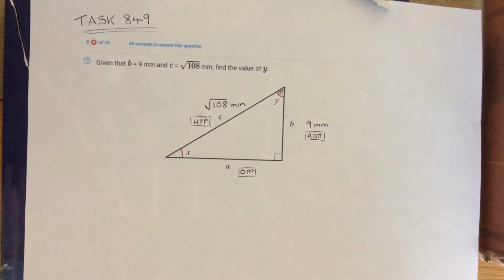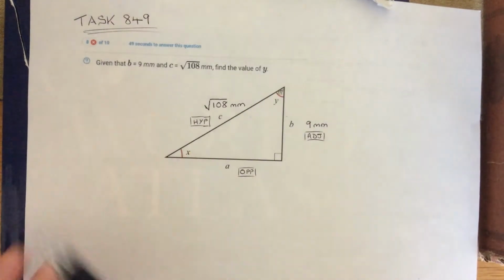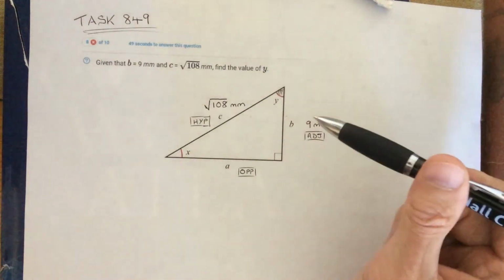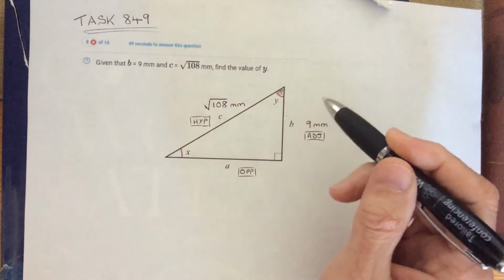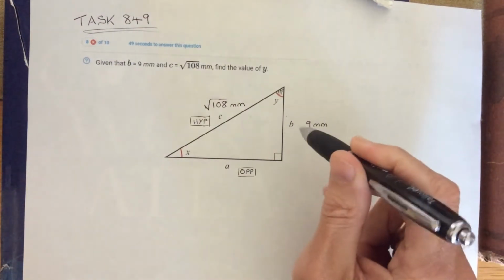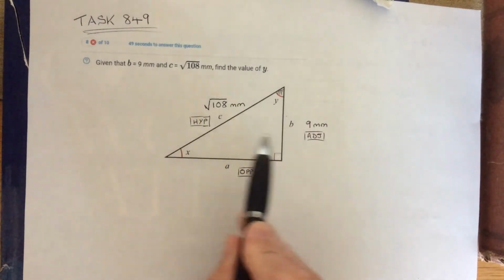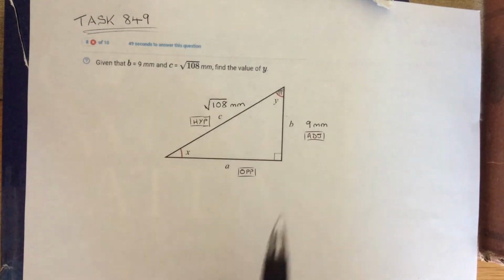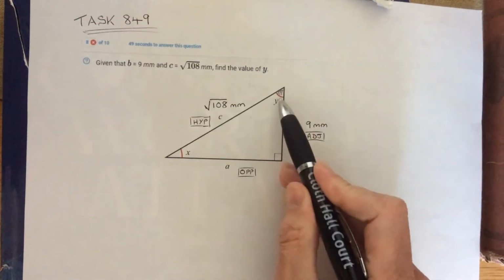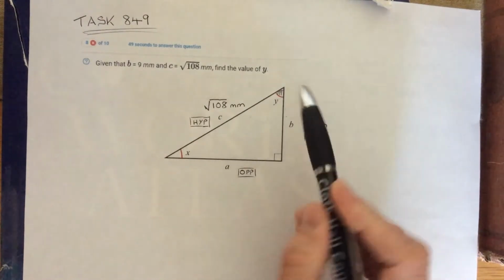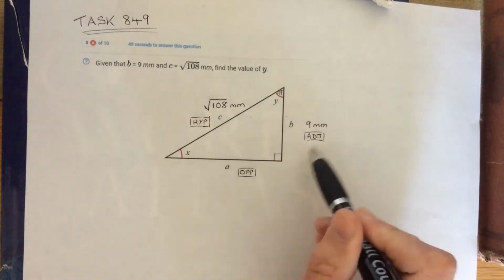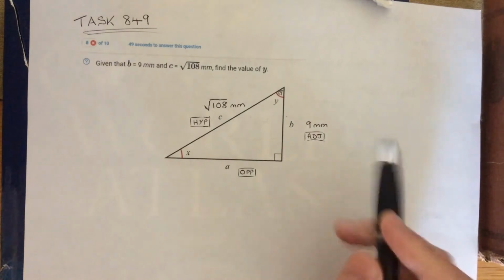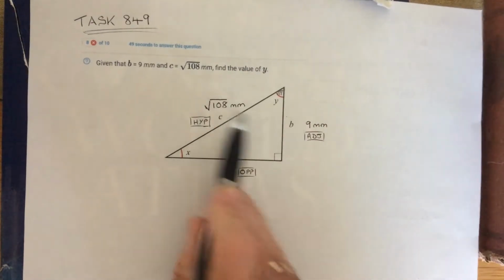Right, this question has caused some problems on Hegarty. It's task 849. It's knowing your exact trig values, and that's what's catching some of you out. So what I've done so far is just put on the information that we've got. I've labelled the sides. That's my angle I'm going to work with, the angle Y. So that's the hypotenuse, and the opposite, I've got the adjacent. All right. Obviously, I'm going to use these two.